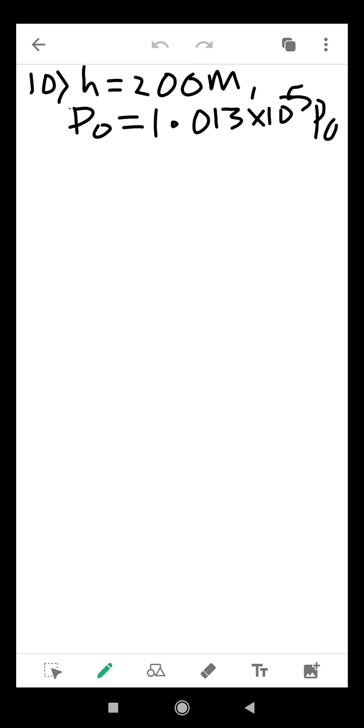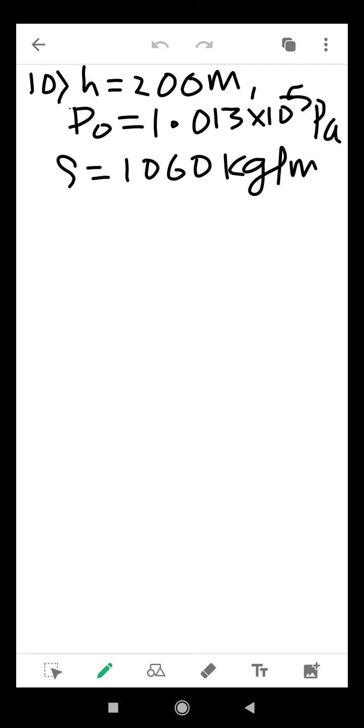Then you have been given the pressure on the free surface. It has to be atmospheric pressure, so this will be P0. P0 is 1 atmospheric pressure, which you know is 1.013 into 10 to the power 5 Pascal. Pascal is the SI unit of pressure. Then density of seawater, that is rho, is given 1060 kg per meter cube.